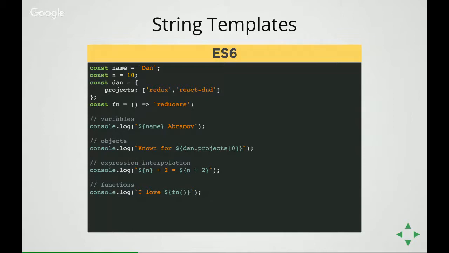We can also interpolate expressions. Any real expression that you can do in JavaScript can be interpolated inside of those curly braces inside of a string template. Likewise, we can call functions, which is what that last one does. So any valid JavaScript expression will work in an interpolation block in a string.